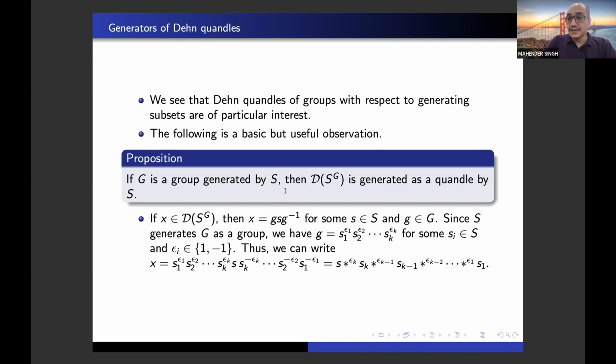But the difficulty is finding the relations, how to translate all the relations in your group into quandle relations. If I give you a Dehn quandle, how to write the precise presentation of that? So that is what we will achieve toward the end.